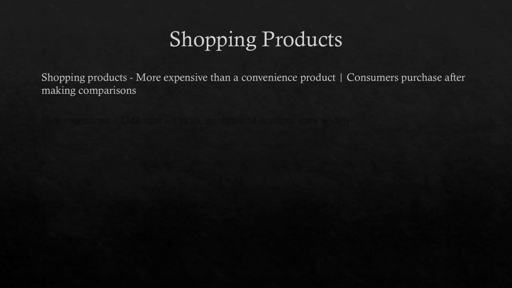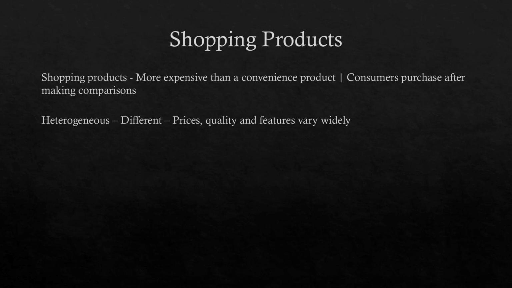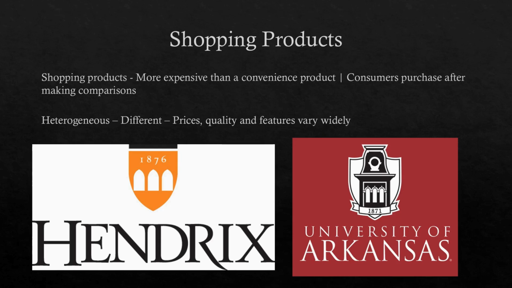Opposite of the homogeneous shopping products are heterogeneous shopping products. With heterogeneous products, instead of being similar, these products are now quite different in characteristics. Consumers often have trouble comparing heterogeneous shopping products because the prices, quality, and features vary so much. If I give the example of Hendrix College compared to the University of Arkansas, we could say that these are heterogeneous shopping products.